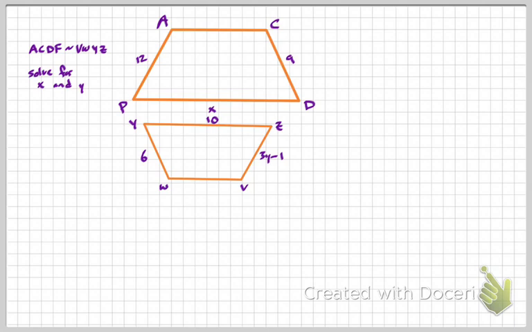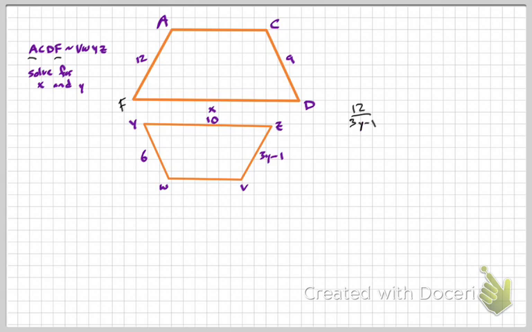So now let's think, okay, well, I have AF. It's supposed to be an F. I don't know why it's a P. So this is supposed to be an F right here. So I know that AF is my first and my last letter. So I'm going to say AF, which is 12, first and the last letter, V and Z. V and Z is 3y minus 1.